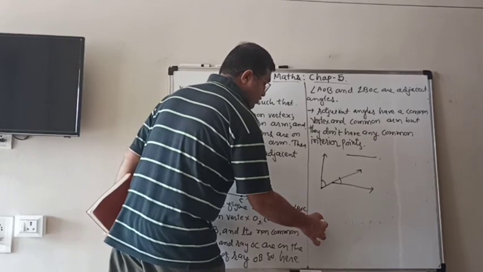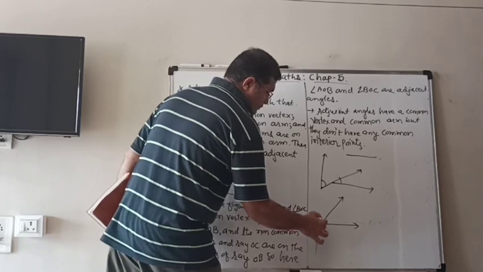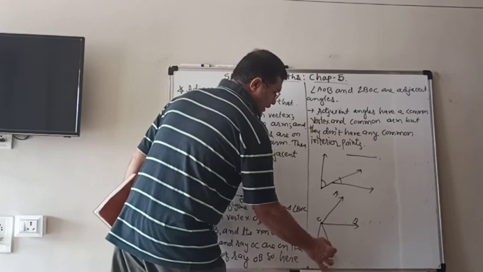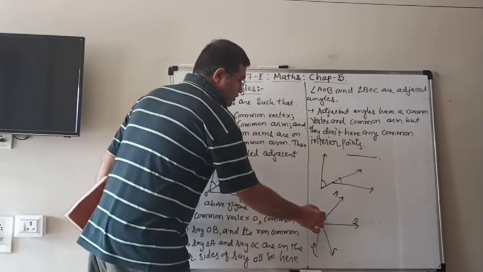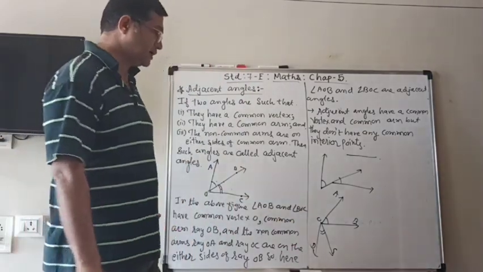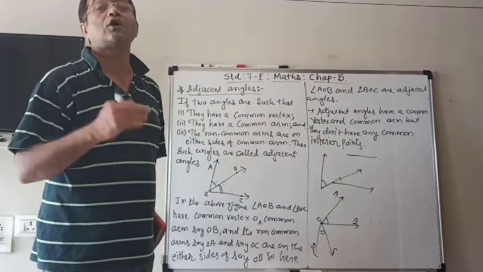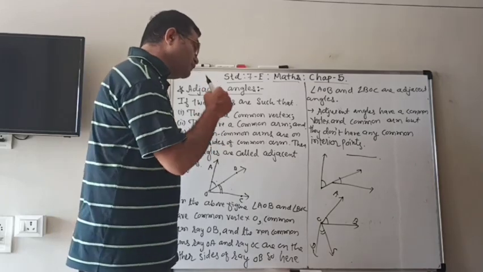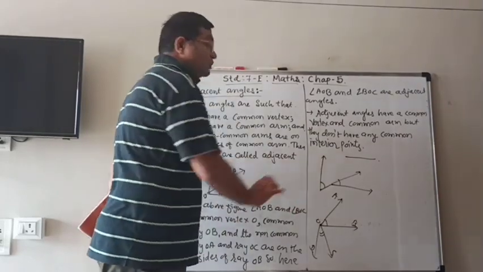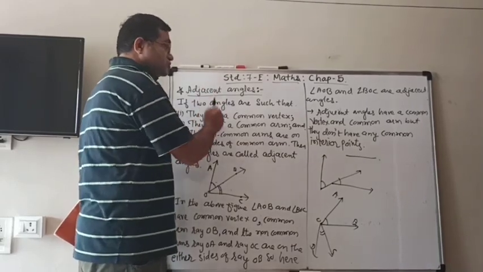Let's understand the other thing also. Suppose this is one of the angles and this is the other one, AOB and COD. Are these two angles adjacent angles? No, because they have a common vertex here, but where is the common arm? They don't have any common arm. So here they have a common vertex but don't have a common arm. And therefore these are also not adjacent angles. So they must fulfill these conditions.